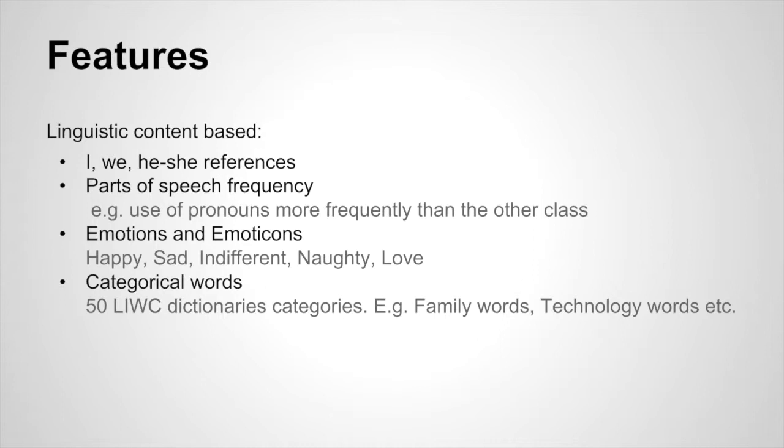Some of these were reference words like I, we, you, he, she, and the parts of speech frequency, which was somewhat like using pronouns more often than any other parts of speech. We also extracted emotions and emoticons from the text as well as the Unicode based smileys, and categorized them into 5 different categories: the happy, sad, indifferent, naughty, and love categories, and use them as features.